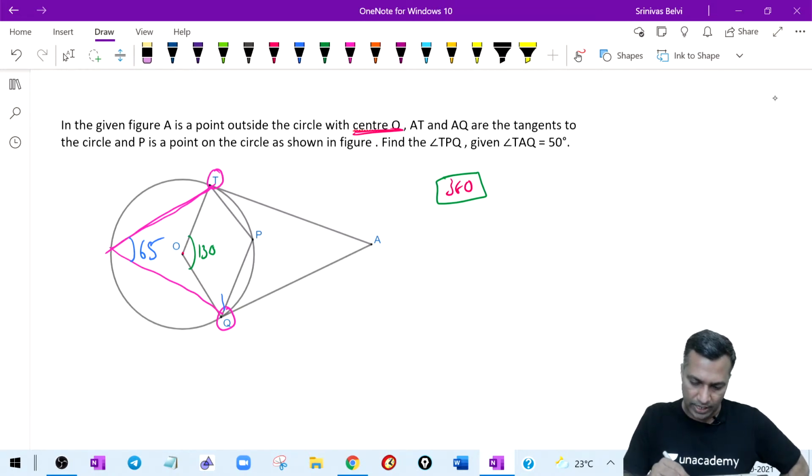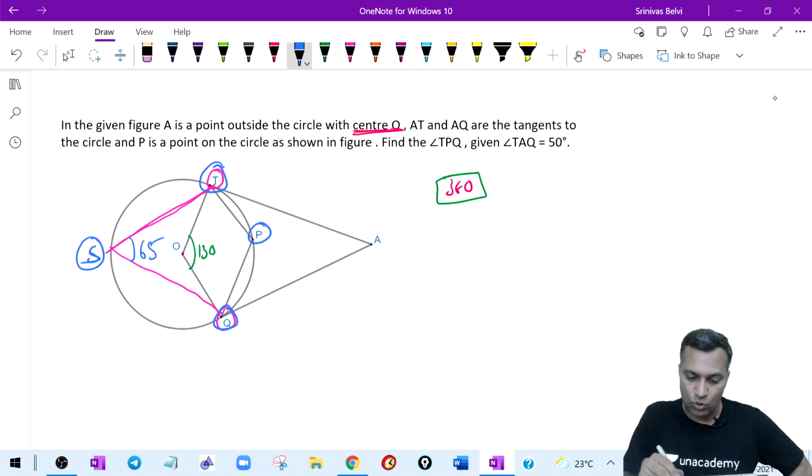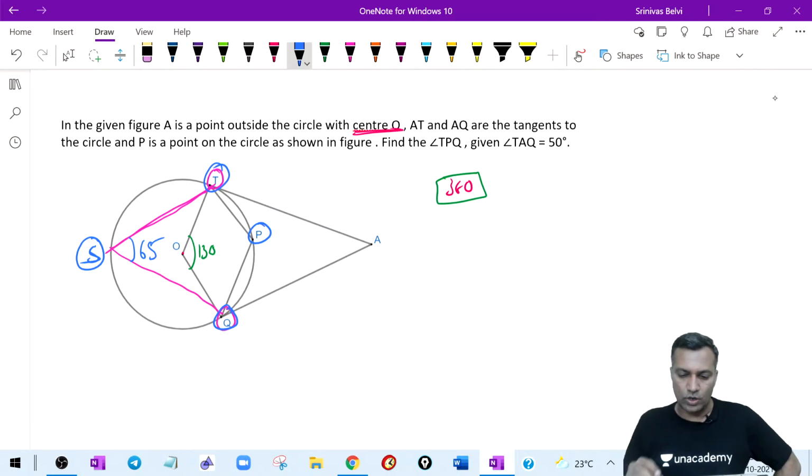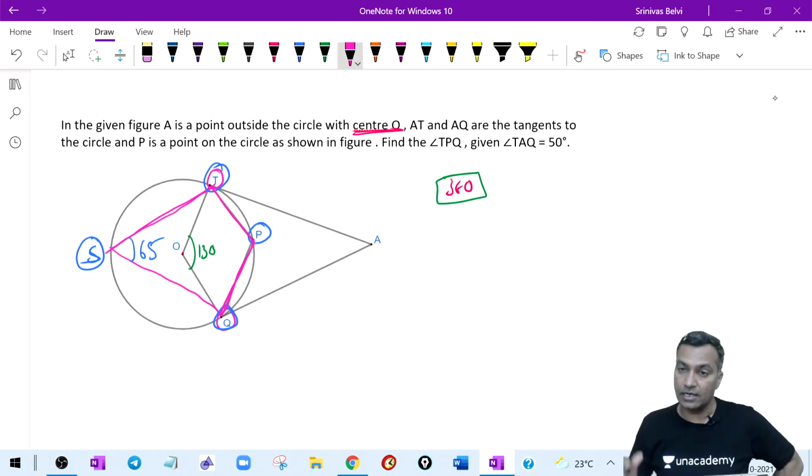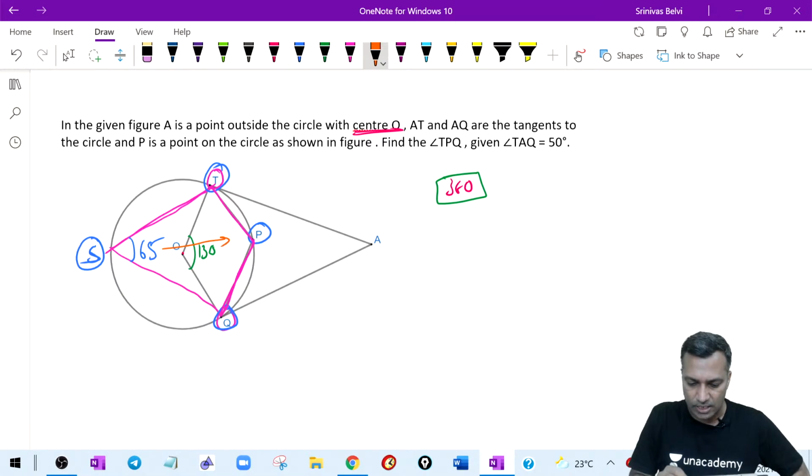Good. Now I have this 65. Now focus only on this. Let me call this particular point S. Look at T, Q, S, P. This is called a cyclic quadrilateral. Don't look beyond the pink lines. Look only at the pink lines. The pink lines form the cyclic quadrilateral. We know that in a cyclic quadrilateral, the opposite angles are supplementary.